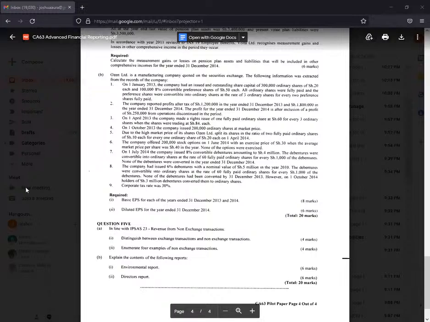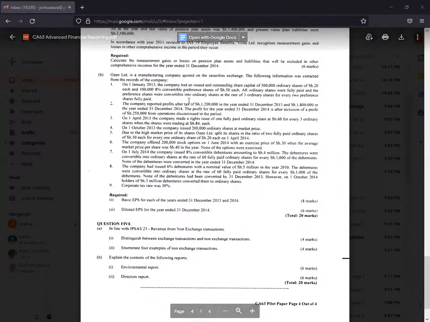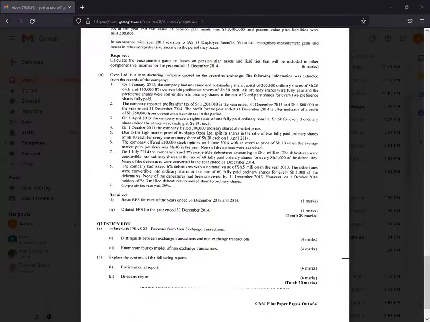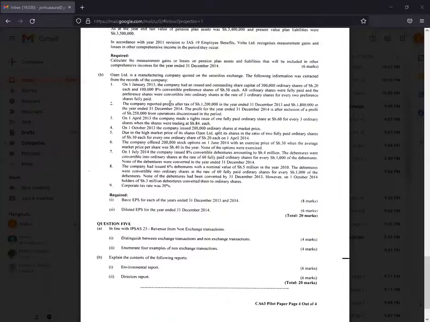On 1st January 2013, the company had issued an outstanding share capital of 300,000 ordinary shares of 20 each and 100,000 8% convertible preference shares of 50 each. All ordinary shares were fully paid and the preference shares were convertible into ordinary shares at the rate of 3 ordinary shares for every 2 preference shares fully paid. But we see we never converted anything, right? We never converted these preference shares. They're only convertible.